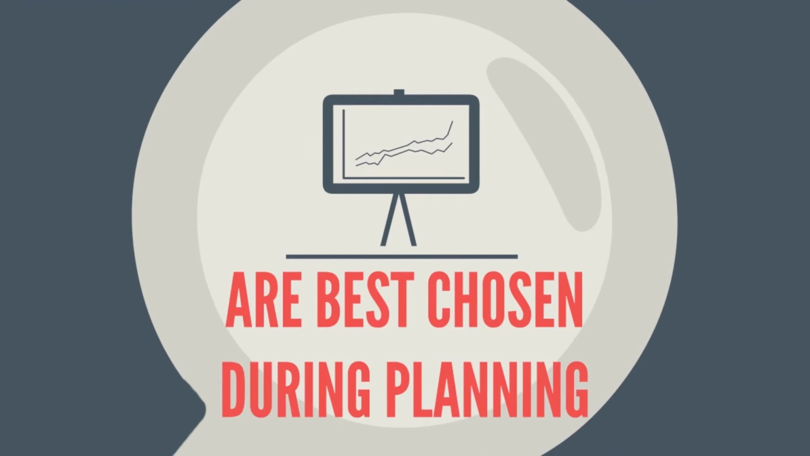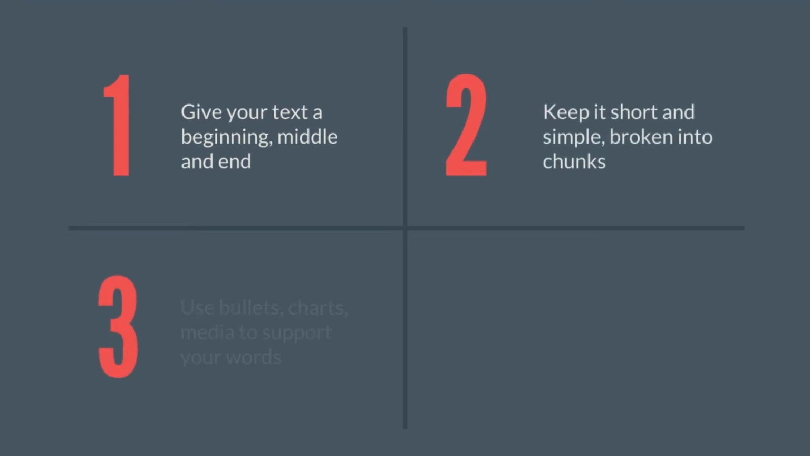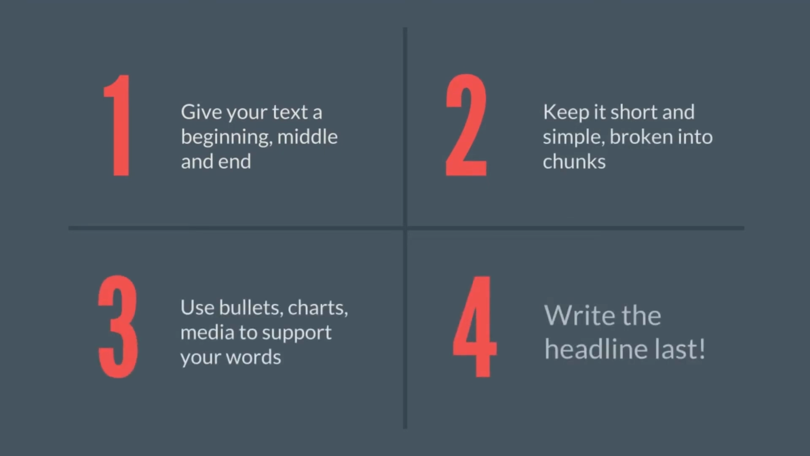Carrying on thinking about our writing, however, there's a few steps to go through. First of all, I want to have a structure for my text. I want to keep it simple. I want to break it down into manageable sections. To help me do that, I'm going to use bullet points, charts, and other kind of media, videos, for instance. All of this is going to support what I'm saying. And finally then, I'm going to come back to write the headline.